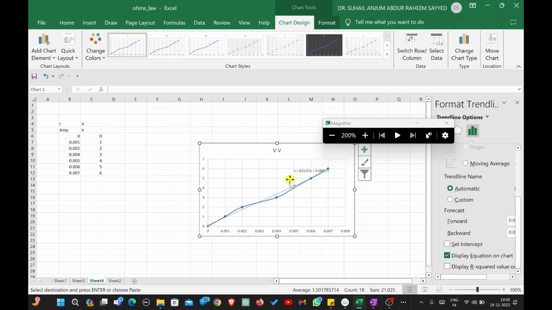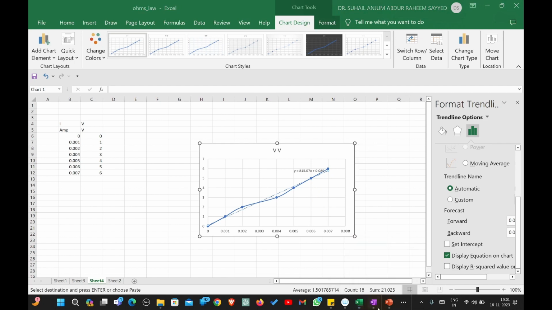You can see here we get y is equal to 815.07 into x plus 0.089. So the slope of this graph, 815, is the value of the slope of this particular graph, and therefore the value of resistance is nothing but 815 ohm.